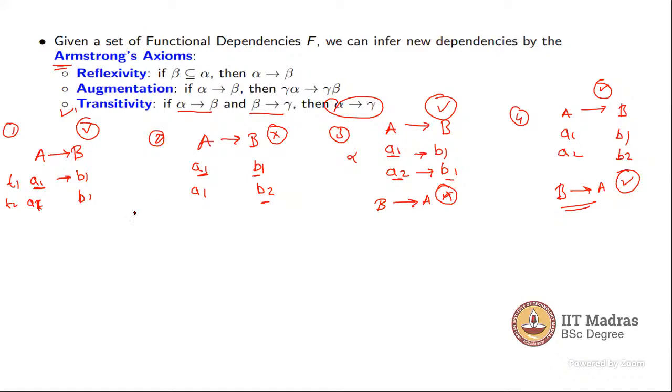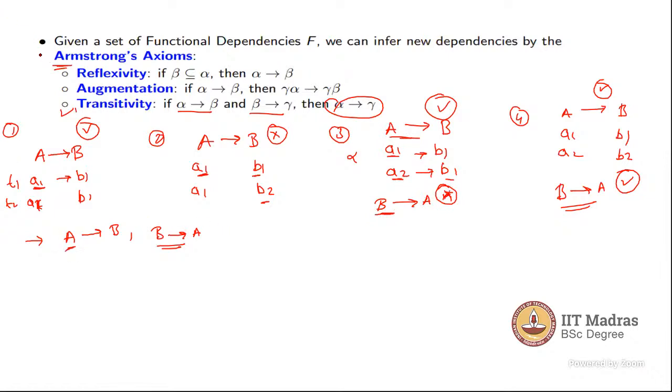So the important point to note here is that if A is determining B, it does not mean that the reverse is true, that is, B determining A. As you can see here, A determines B, but B is not determining A. So this condition does not hold, and this rule is not applicable here.